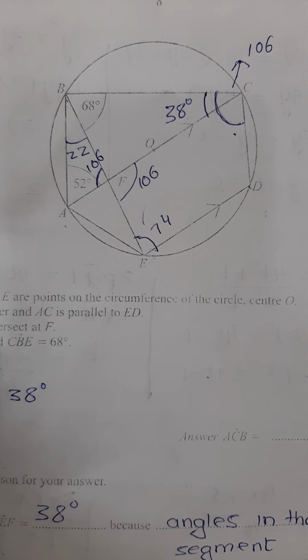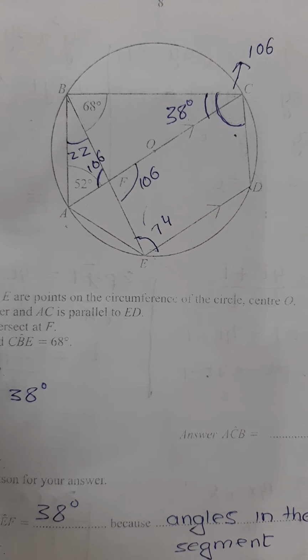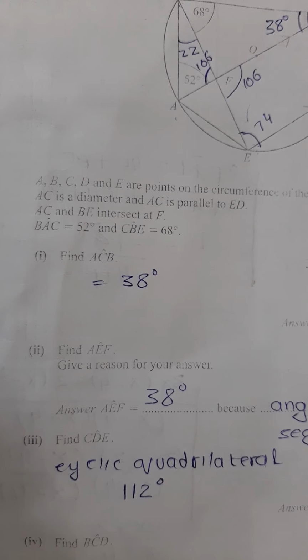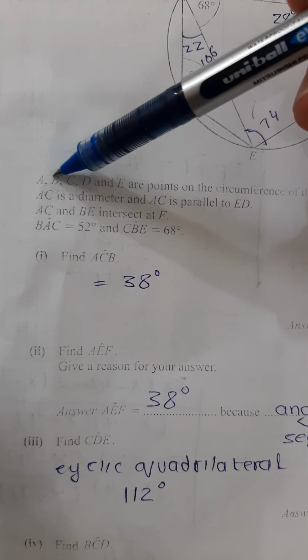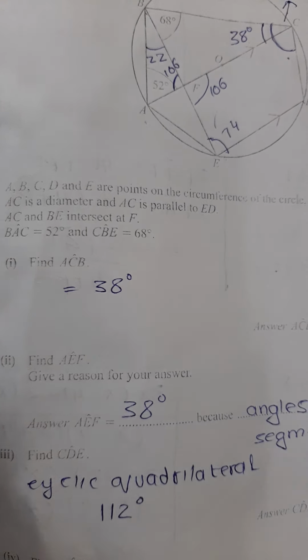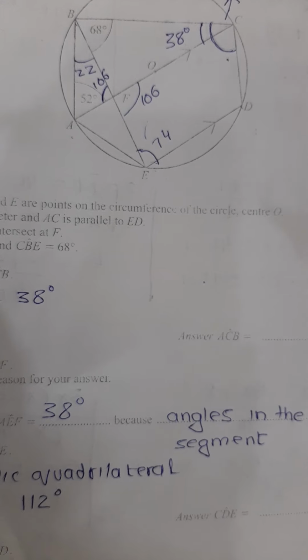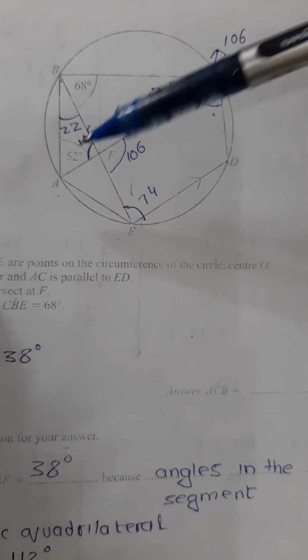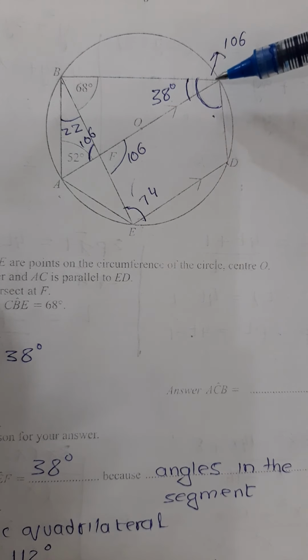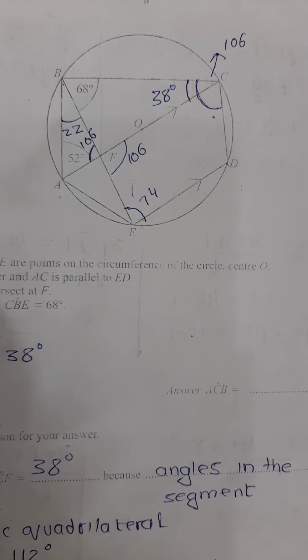This is question number 6 of the October/November 2017 paper 2, variant 2-1. The topic is circle properties. Given is that A, B, C, D and E are points on the circumference of the circle, as you can see.